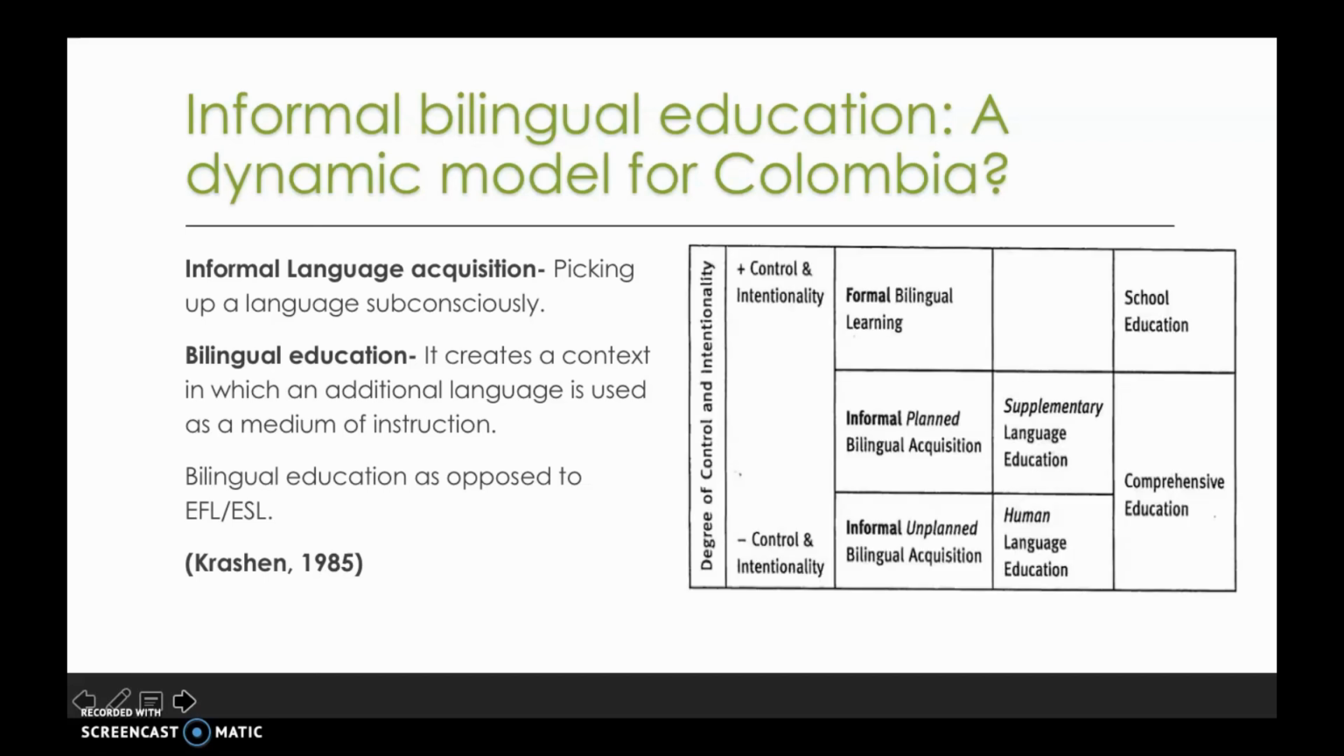Then, formal bilingual learning is always intentional. We can see in this graph that the students are enrolled in courses for the purpose of becoming bilingual. But the education that spurs informal bilingual acquisition could be, first, planned or intentional, with speakers consciously wanting to acquire additional ways of communicating and being involved in activities that might be called supplementary education, or second, unplanned or unintentional, with speakers becoming bilingual without explicit formal intent, simply by living and participating, which is what we call human education.